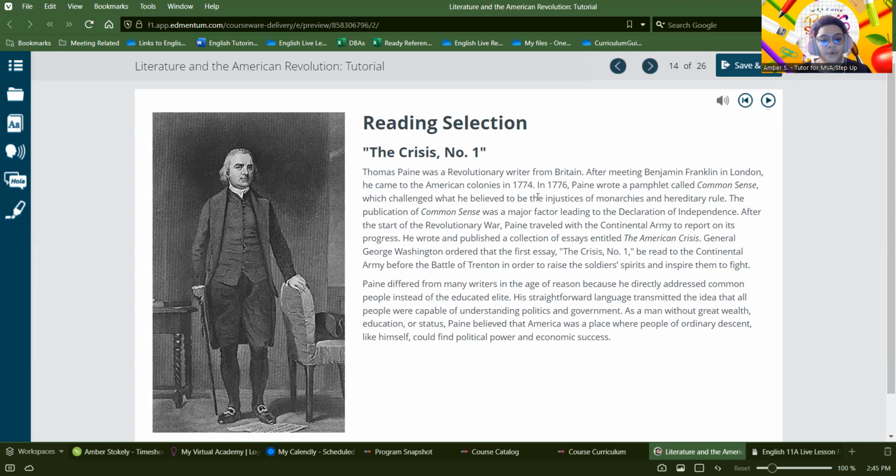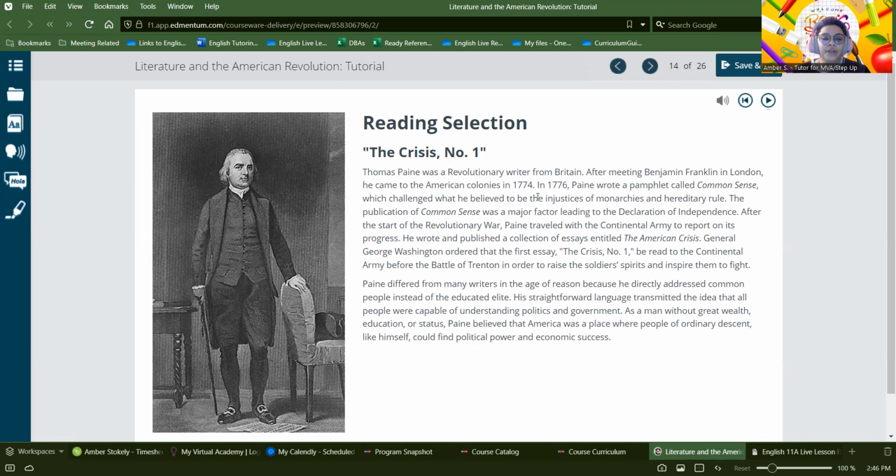It says here General Washington had the very first one, which is part of what you're reading today, read to the Continental Army to help raise spirits. So that tells you it was kind of a motivational, this is why we're fighting, keep up the good fight. What made Paine different is what this last paragraph covers.